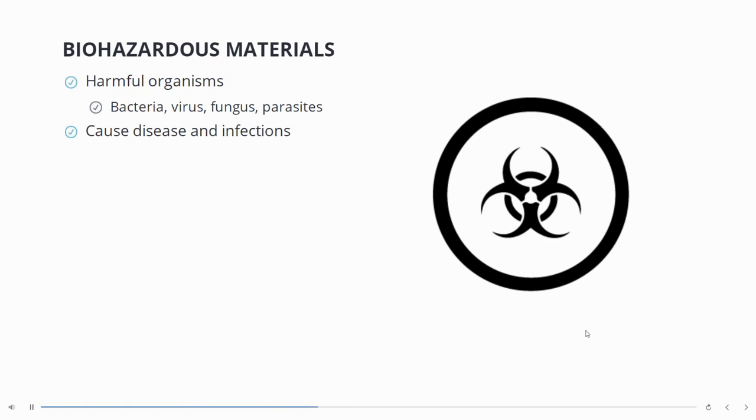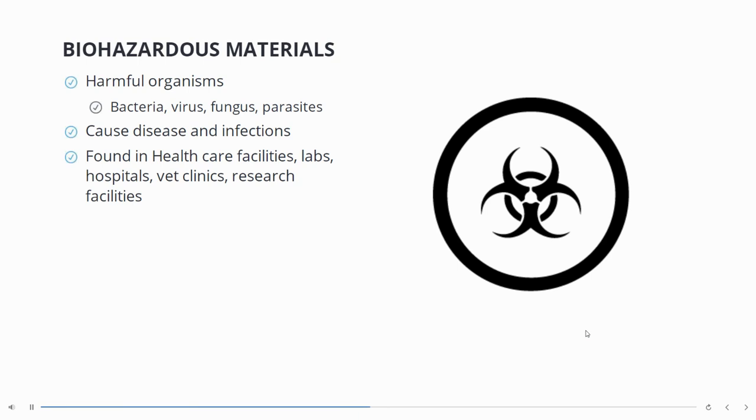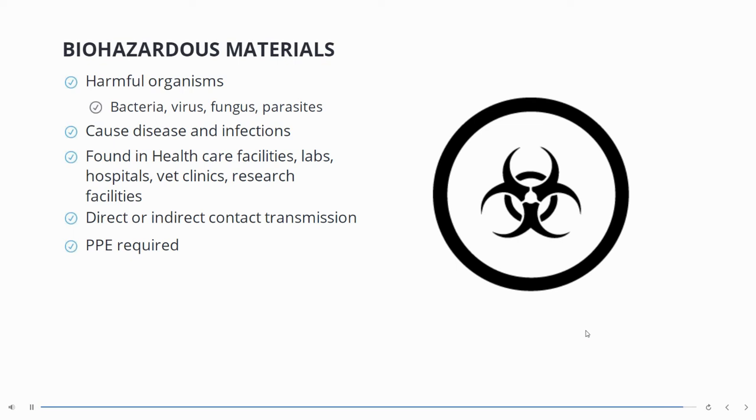Biohazardous infectious materials are primarily found in healthcare facilities, laboratories, research facilities, veterinary practices, and hospitals. Infections can be transmitted through direct or indirect contact, droplet, airborne, vehicle, or vector route. Workers exposed to these infectious materials must wear PPE appropriate to the mode of transmission of the infectious agent. The risks associated with biohazardous materials are serious, and if you fear you have been exposed, seek medical attention immediately.